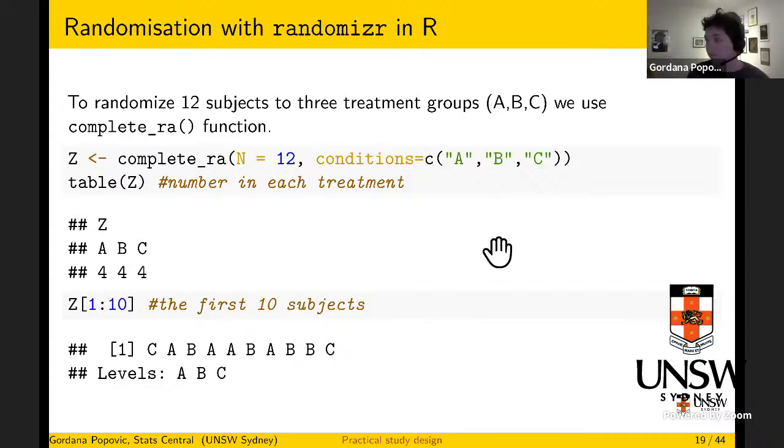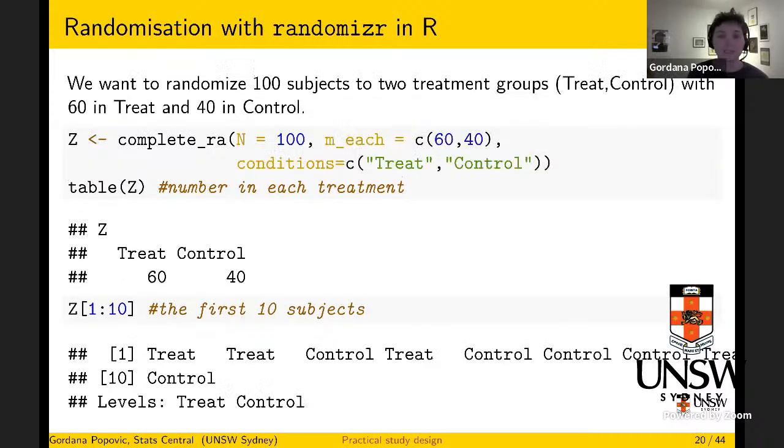It's pretty straightforward. If you wanted to do something a little bit more complicated, it's also quite easy. Say you wanted to randomize 100 subjects, but you wanted 60 in the treatment group and 40 in the control group, then you can use this m_each variable. You just tell it how many, so there'll be 60 in the treatment group and 40 in the control group. Again, we have a look at the table of Z, and that tells us that we've done the right thing. We've got 60 there and 40 there.